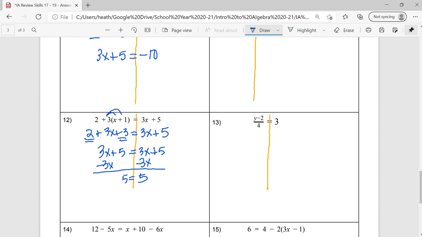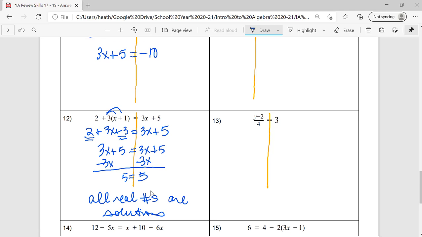And then I'll notice I'll end up with 5 equals 5. So remember, this is always true. When I end up with something that's always true, no matter what value I put in for x, then we know that all real numbers are solutions. Anything that we plug in for x will make this side of the equation equal to this side of the equation. So you could test that. Like plug in 10, plug in 0, and see that both sides of the equation are the same no matter what. So all real numbers are solutions.